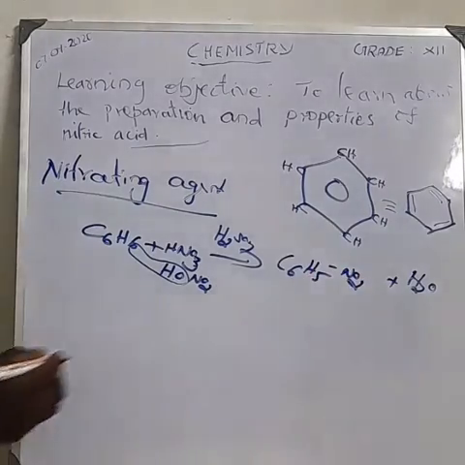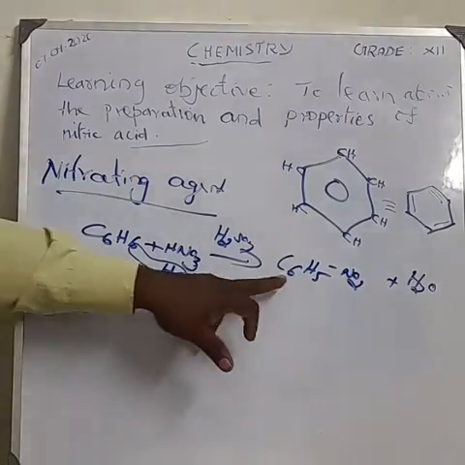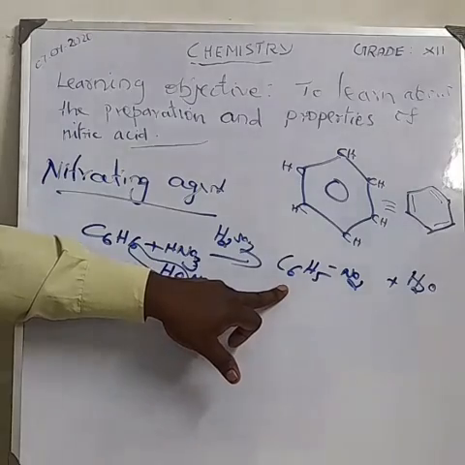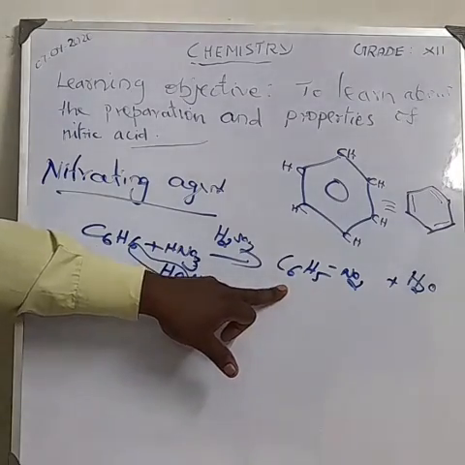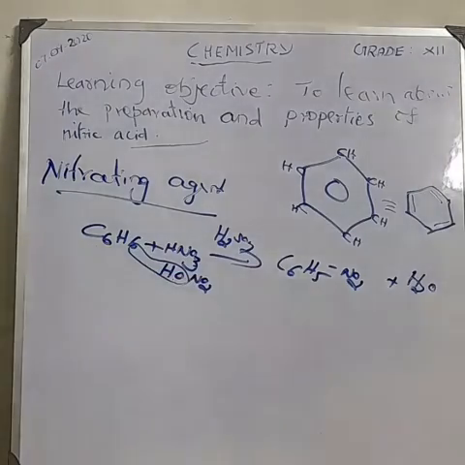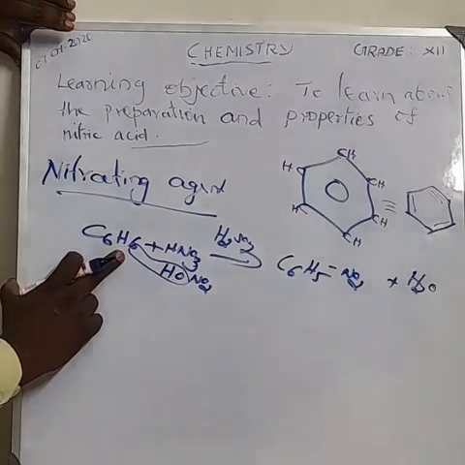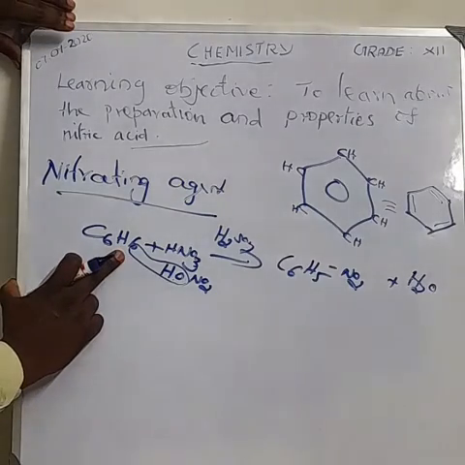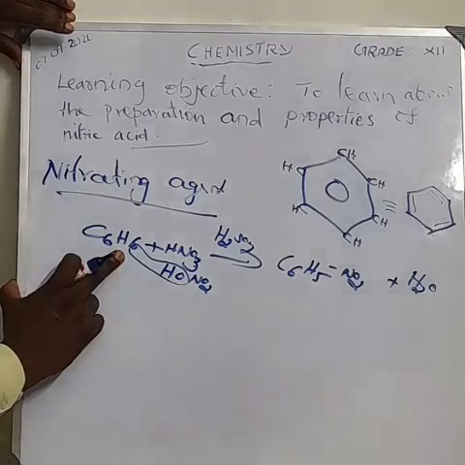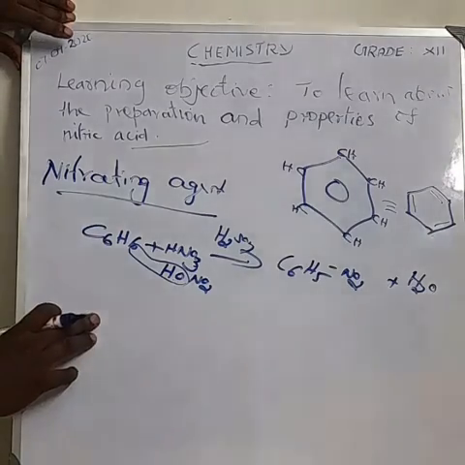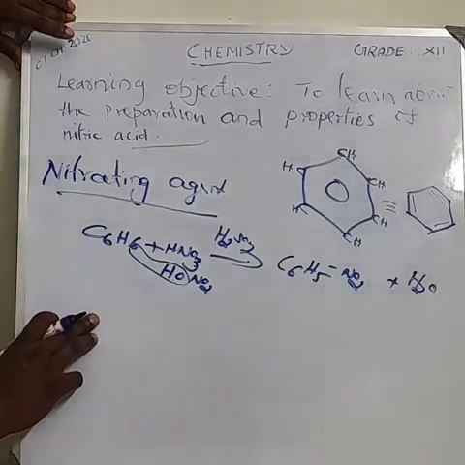C6H5NO2. Clear? This is called nitrobenzene. What's the name of this compound? Nitrobenzene. It is an organic compound formed when one of the hydrogens of benzene is replaced by NO2. Okay, here I told you about the nitrating agent. What is the meaning of nitrating agent?